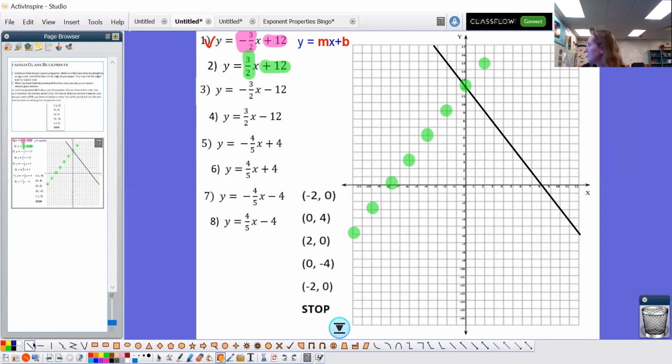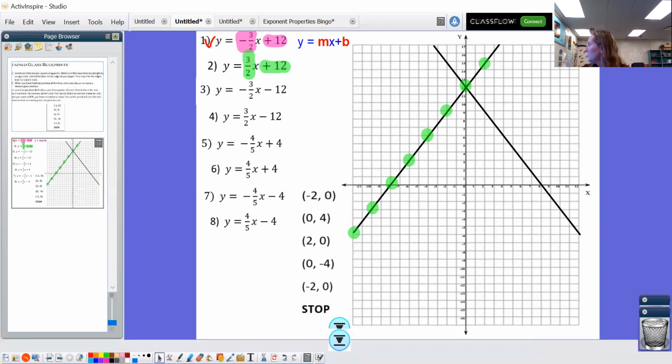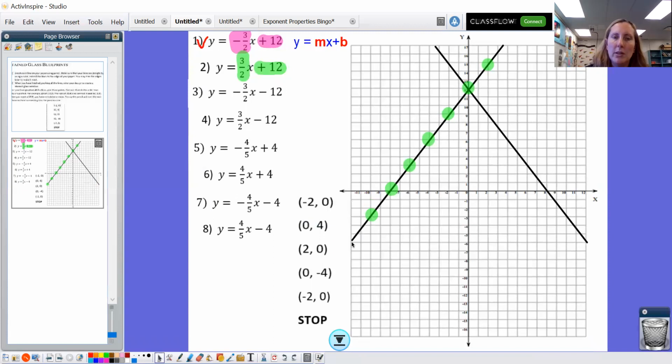Let's try again, because if I'm laying my straight edge down, I want it to cross in between, right at the crosshairs, because those are all solutions to the equation, right? There we go. And what do we notice about these 2 lines?